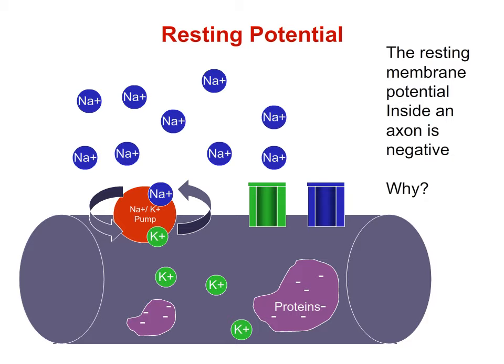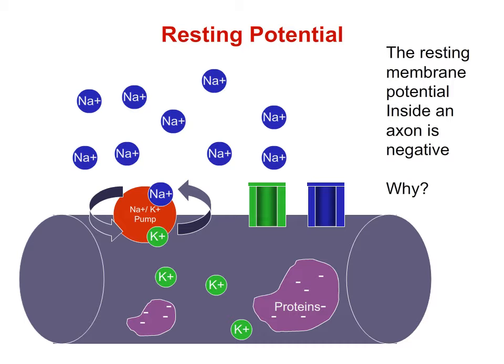But let's talk about why it's more negative. Well, first of all, inside the axon we do have proteins, and these proteins do have a partial negative charge, which already gives the axon a little bit of negativity. The other thing we have is something called the sodium-potassium pump. The sodium-potassium pump is a membrane protein that uses ATP, or energy, to force ions against their concentration gradient. And specifically what it does is it pushes sodium to the outside of the membrane, that is, into the extracellular space, and potassium inside the membrane, the intracellular space.